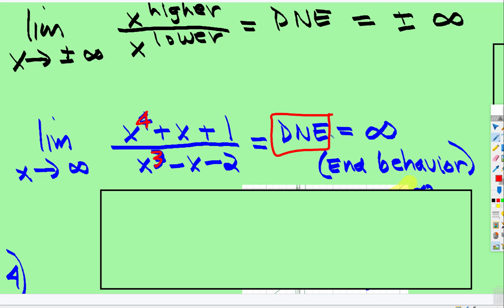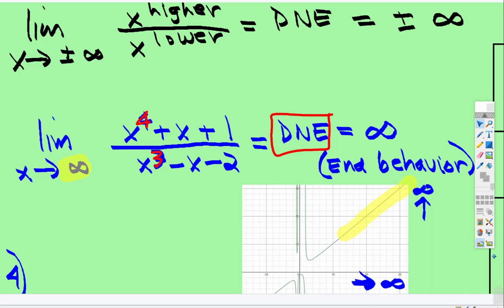But what is the end behavior as we're headed towards positive infinity? See, this is why it doesn't exist, because this side is going this way, this side is going that way. The two don't agree, so it does not exist. But look at what's happening with this graph as we're headed towards positive infinity. The y values are headed straight up, also towards positive infinity.